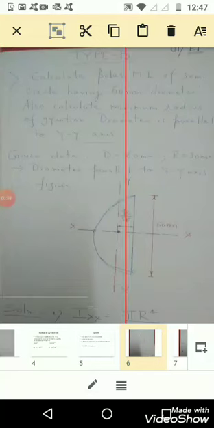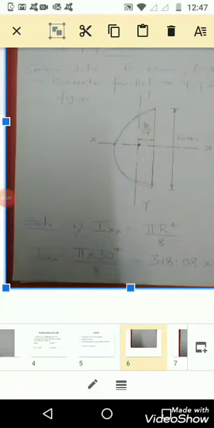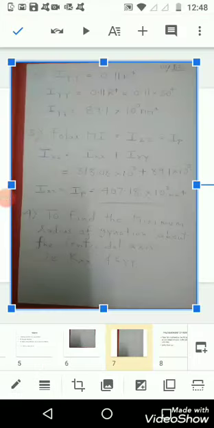D is equal to 60, R is equal to 30. First we have to find Ixx. Ixx is equal to pi r raised to 4 divided by 8. Ixx is equal to pi into 30 raised to 4 divided by 8, which is equal to 318.08 into 10 raised to 3 mm raised to 4. 10 raised to 3, I repeat, 318.08 into 10 raised to 3 mm raised to 4. Next slide. Yes, in the previous slide we calculated Ixx, and in this slide we will calculate Iyy.